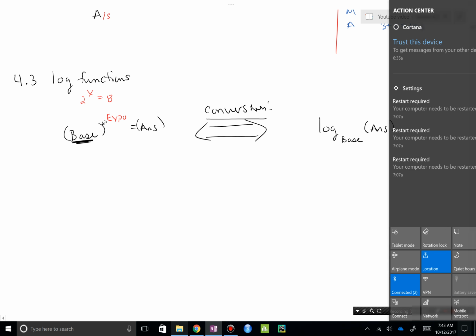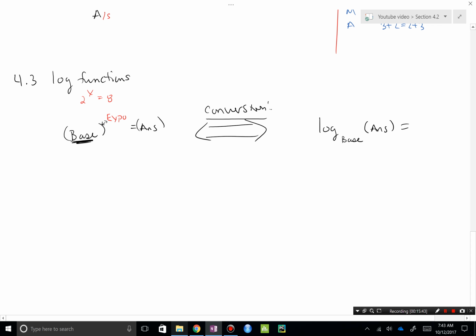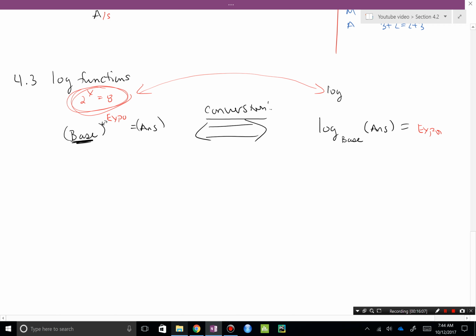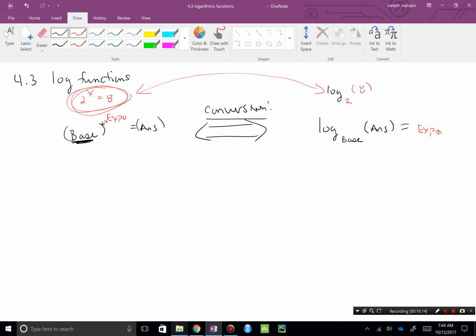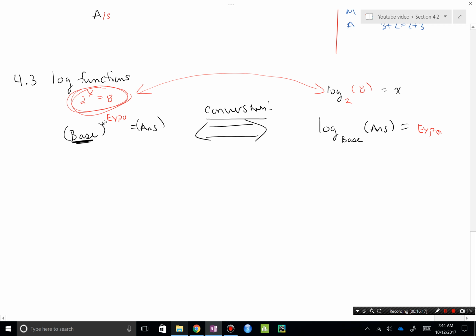I try not to church things up with fancy language, but if you read a book and you hear it, it's actually called the argument. And finally, what is it equal to? What's the only piece of the puzzle we didn't use? It's equal to the exponent. So here's my point. If we use this problem and convert it into a logarithm, the operation we would use is log. The base, well, what base did they use? 2. What was the answer? 8. And then what is it equal to? If we convert it directly, it would be equal to x.